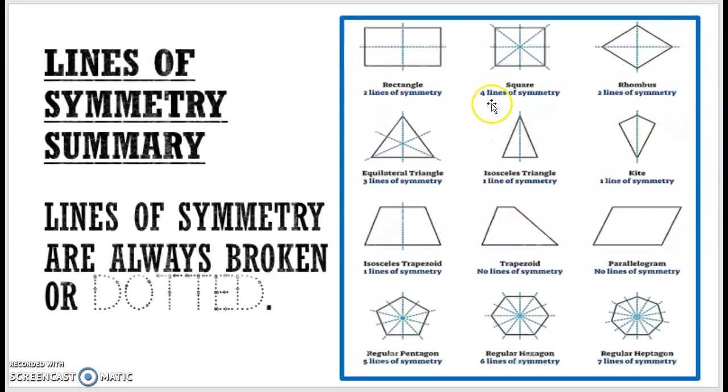This is a summary of the lines of symmetry of all our polygons. A rectangle has 2 lines, a square has 4, a rhombus has 2, an equilateral triangle has 3, an isosceles triangle 1, a kite has 1, an isosceles trapezoid, it's isosceles because it has 2 sides that are exactly the same, and that has 1 line of symmetry. A trapezoid has no lines of symmetry. Parallelogram, no lines of symmetry. A regular pentagon has 5, a regular hexagon has 6, and a regular heptagon has 7. Please note that the lines of symmetry are always broken or they are always dotted.